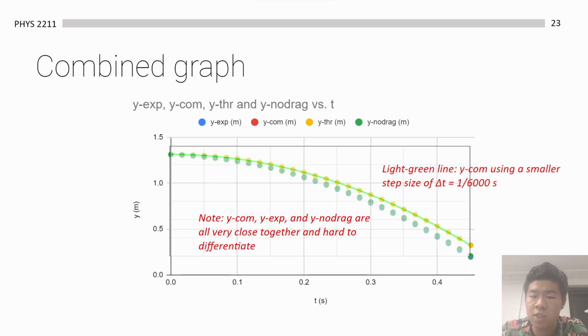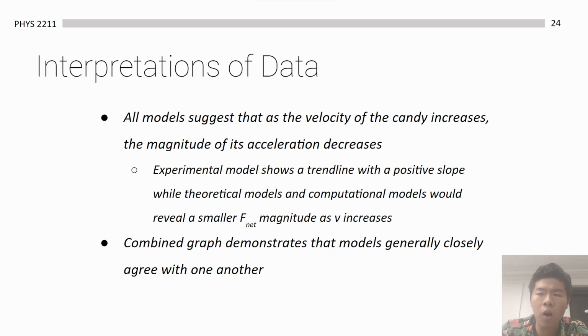But if you use a smaller step size and get a more accurate computational model, it actually approaches the theoretical model. So all models suggest that as the velocity of the candy increases, the magnitude of its acceleration decreases. The combined graph demonstrates that the models generally agree relatively closely with one another.